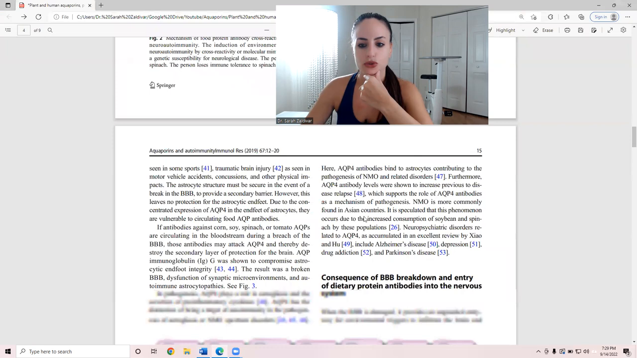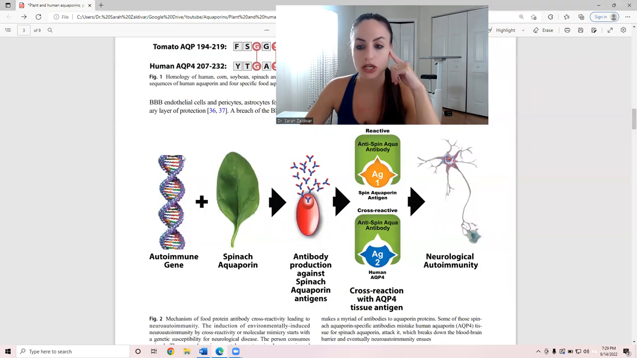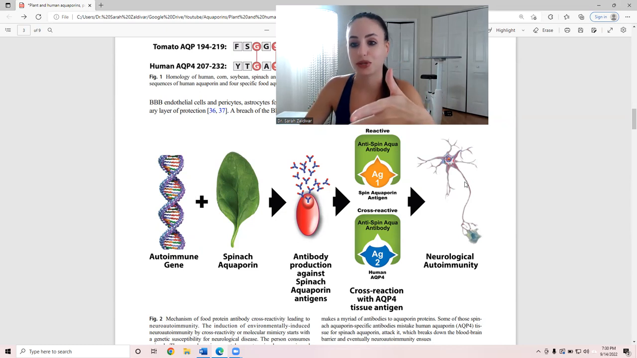And let me show you the image that shows how it happens. You've got to have a gene that makes you susceptible. So you've got to have a gene for Alzheimer's, or a multitude of genes for Alzheimer's or multiple sclerosis or autism, whatever the case may be, that makes you vulnerable. Once you have that gene and you're eating things like spinach or corn or soy, although spinach seems to be the most reactive, or tomatoes, or anything that has aquaporins, your body is reacting to them, creating antibodies to the spinach aquaporins, but you're also destroying your own aquaporins. And because you're destroying your own aquaporins, you're destroying your astrocytes. And so you're jeopardizing the blood-brain barrier integrity, which leads to even more attacks. And so eventually that leads to neurological autoimmunity, meaning your own body is attacking your own nervous tissue.